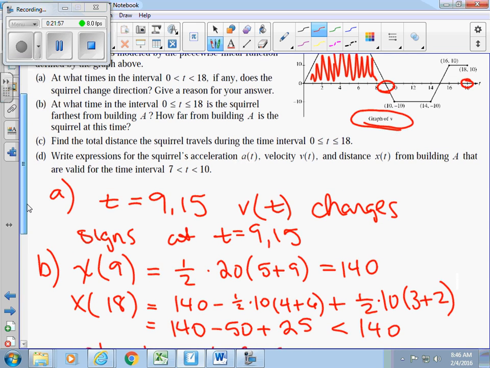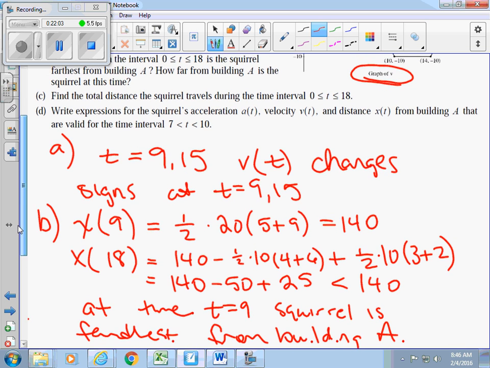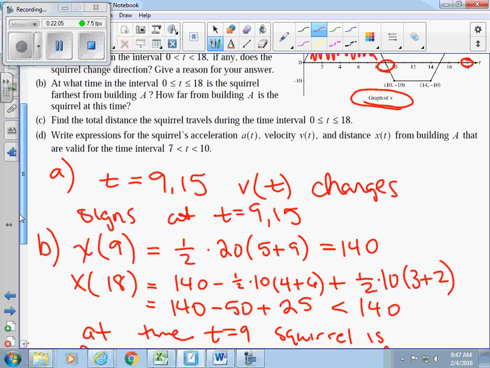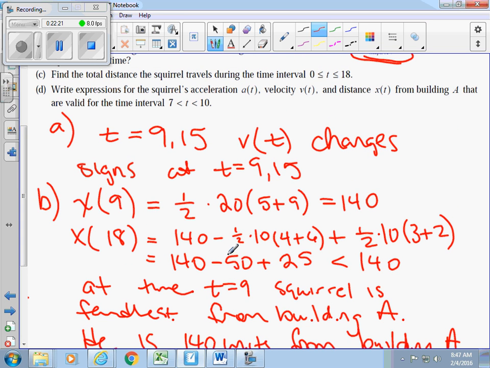C. Oh, and notice it didn't say justify, but if it did, all I'd have to say is back in its test. Find the total distance. I would argue I've done a lot of that work already. Would you agree? How are we going to do total distance? Isn't that the 140 plus 50? Okay, right here, instead of subtracting 50, I'm going to add 50. Total distance traveled by the squirrel. He went forward 140 meters, backwards 50 meters, and forwards 25 meters.